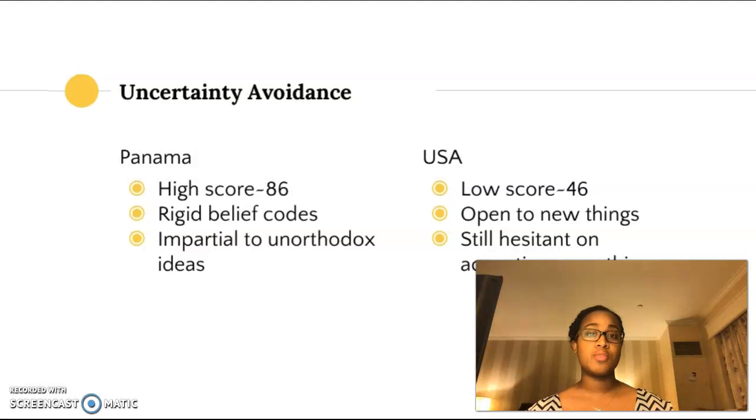Next, we have uncertainty avoidance, and it's exactly what it sounds like, avoiding uncertainty. Panama has a very high score, so they like their rigid belief codes, and they don't really go too mainstream with anything. They kind of like to stick with traditional values, whereas the United States does the opposite. They have a lower score, so they're open to trying new things. But the reason that one has a little height to it is because they are still a little traditional. So that's just some things to keep in mind.